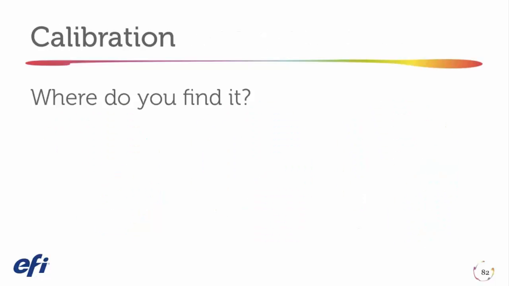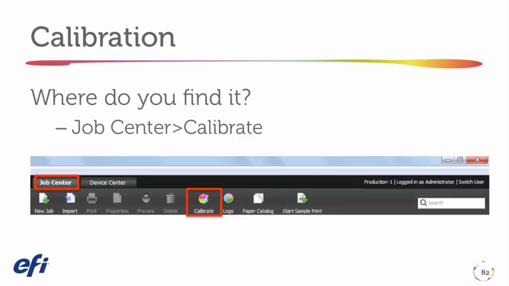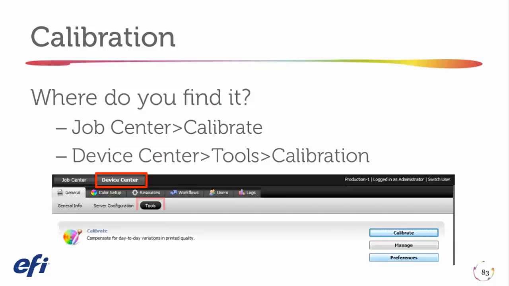So where do you find calibration? Well, one of the areas is under Job Center. If you launch Command WorkStation and you click the Job Center tab, one of the buttons that shows up in the bar is Calibrate. That's one way to get to it. The other way we talked about earlier, which is Device Center. When you click on Device Center, you click Tools, you'll find the Calibrate button there as well.